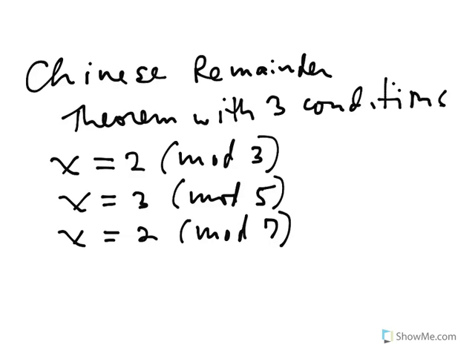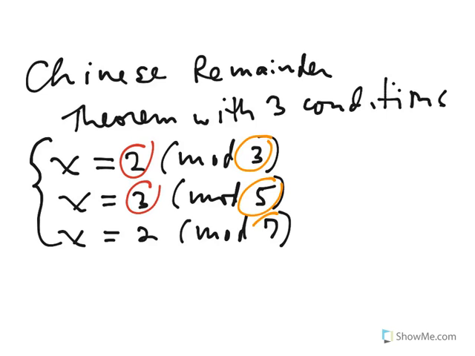In this video, I'm going to show you how to use these charts that I'll show you in a second to answer Chinese remainder theorem problems where there's three conditions. So this is a fancy way of saying find a number that if you divide by 3, you get remainder 2. If you take the same number and divide by 5, you get remainder 3. And if you take the same number and divide it by 7, you get remainder 2.